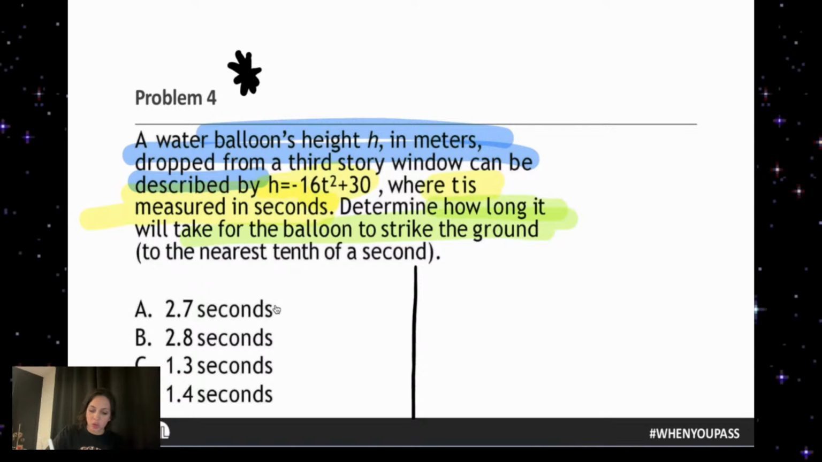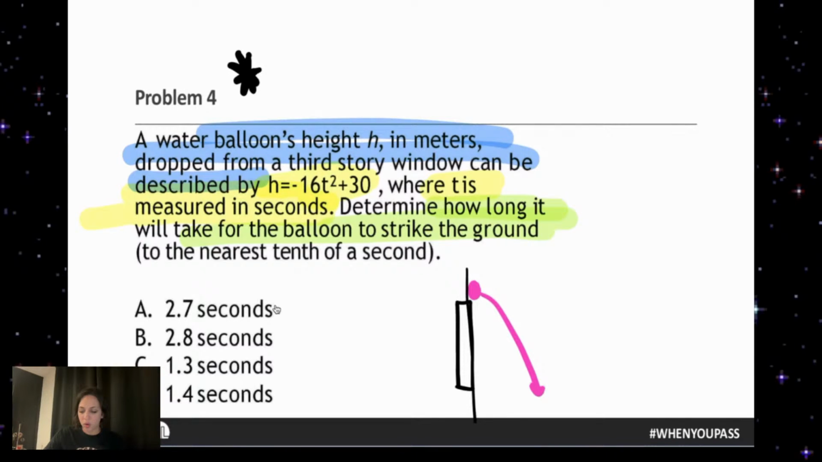So the story is telling us that a water balloon is dropped from a third-story building. So here, I drew that too big. Here's my building. And here's my water balloon. And it's dropped. Right? And if I created this into an XY coordinate plane, where is it hitting the ground? In my graph, where is it hitting the ground? What part of my graph? What could I label that as?